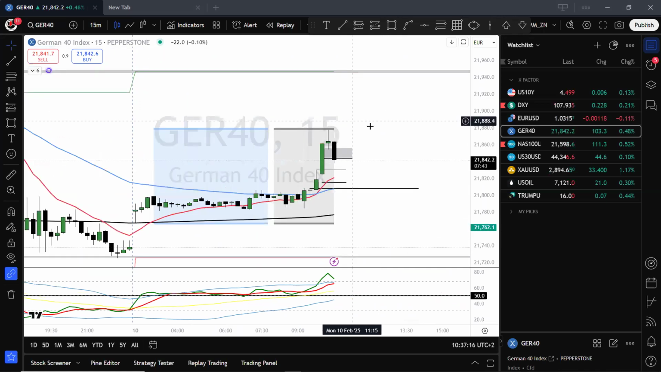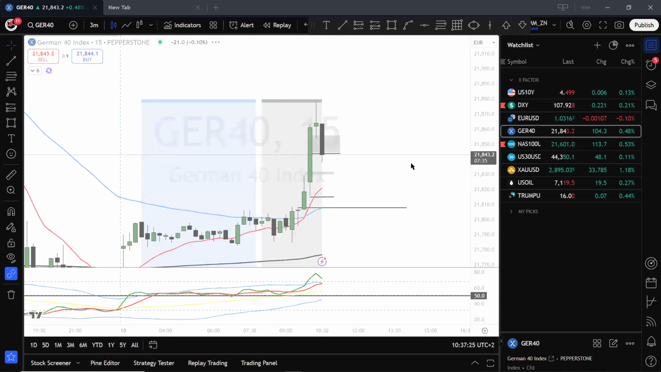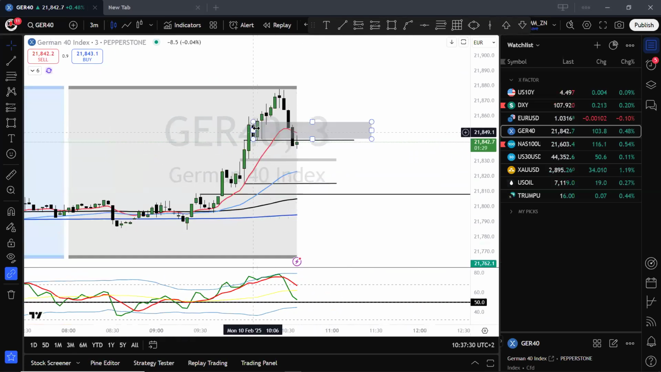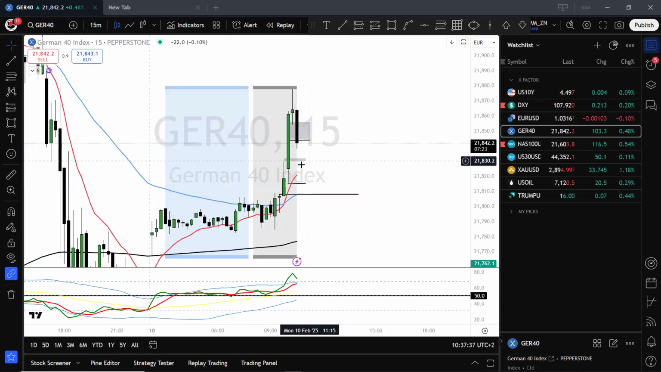This was German 30, German 40. So let's see what happens. We're still waiting to see if we're going to get an interaction with the 13 EMA. For now, that's our point of interest. You can see this zone failed to hold for now. Why? Because it's pretty far away from the 13, as you can see.